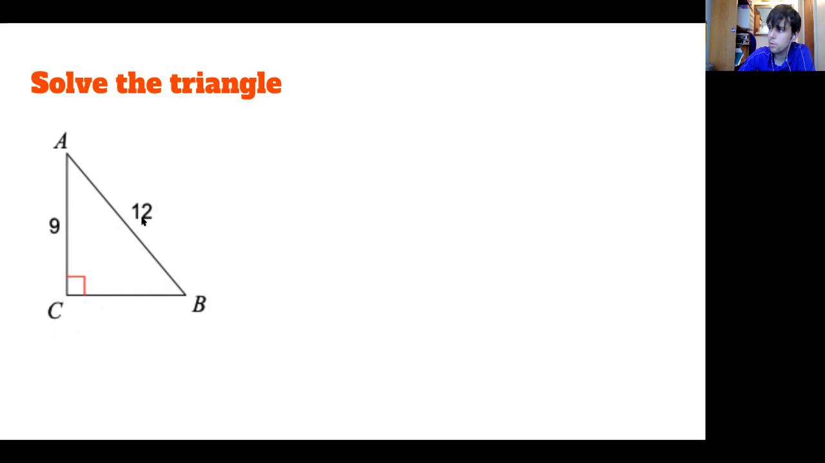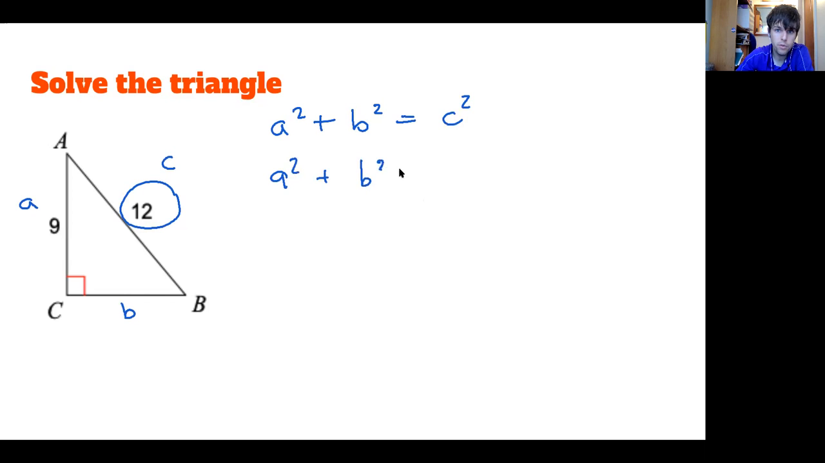So the only thing that's important to remember with Pythagorean theorem is your hypotenuse has to be C. Other than that, the other 2 are interchangeable. This could be A and this could be B, or vice versa. It really doesn't matter. I'm going to go ahead and call this one A and this one B, but that order doesn't matter at all. So Pythagorean theorem is A squared plus B squared equals C squared. So A is 9, B is the unknown one, that's what we're looking for, and C is 12 squared.